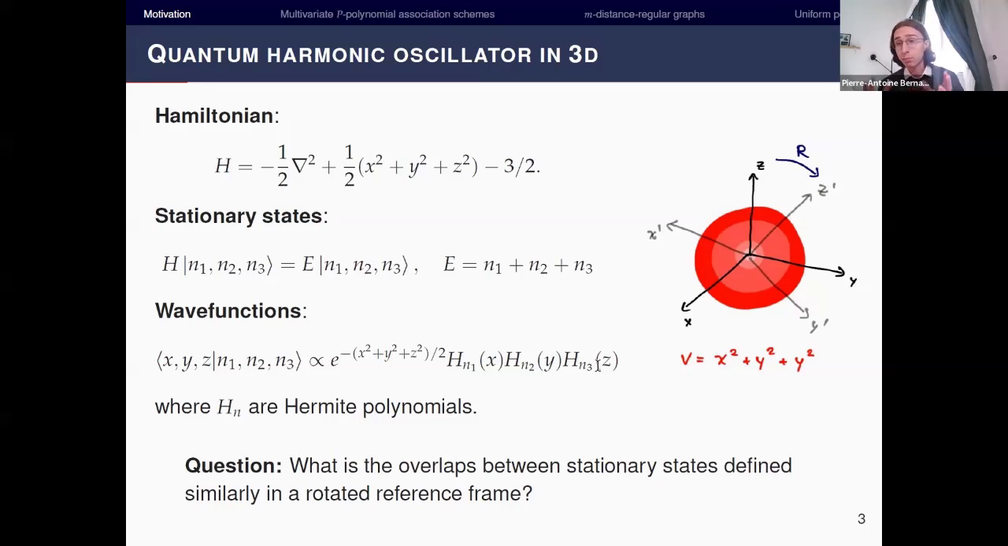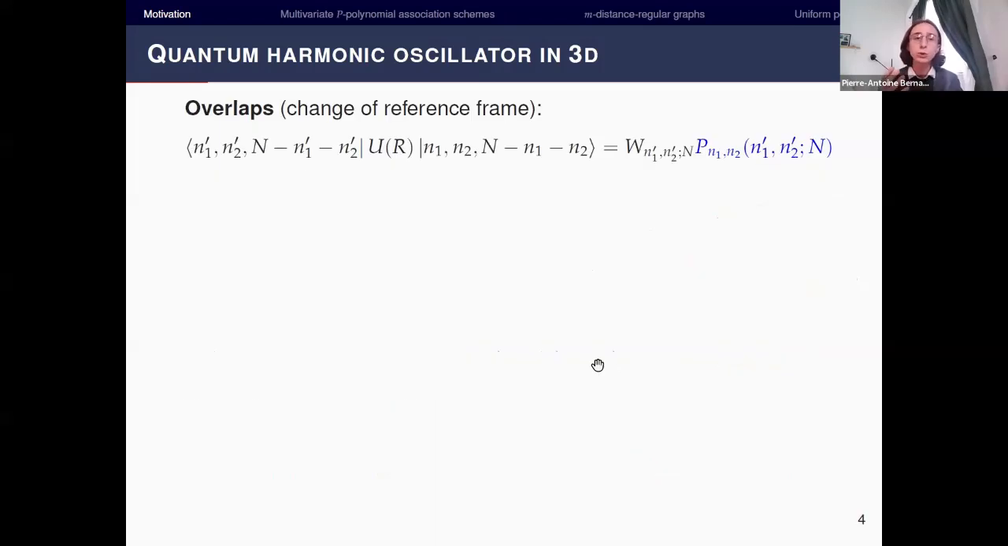If I want to relate the measurement I do in one basis and the measurement I do in another basis, I need to compute the scalar product, or the overlap, between the vectors in these two bases, between these two wave functions. In a way, what I need to do is compute the entries of the representation of this rotation as a matrix acting on the space of states. So U_R is a representation of this rotation as a matrix acting on the basis of the stationary states as it was defined.